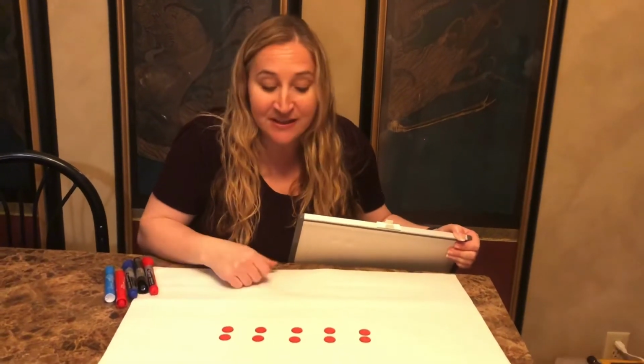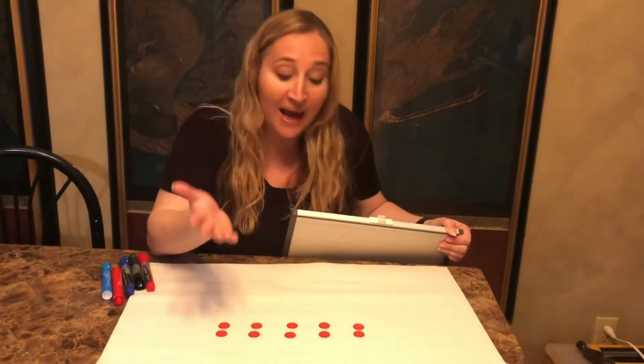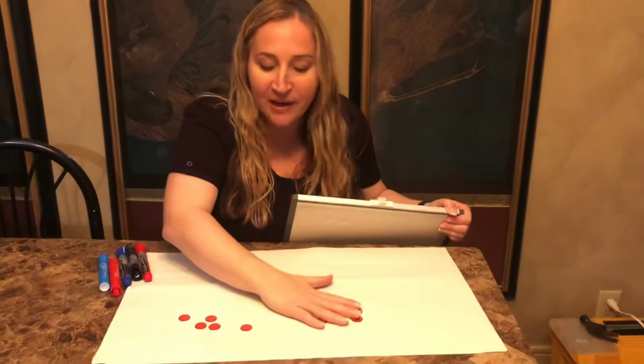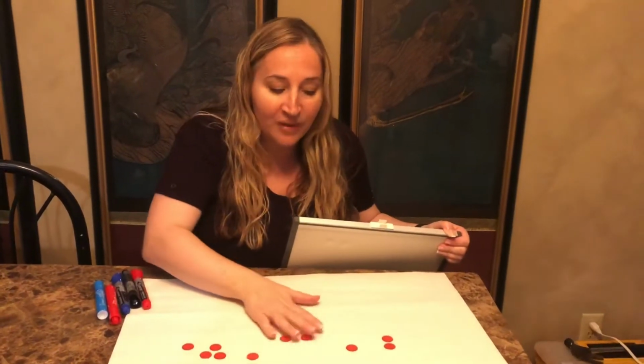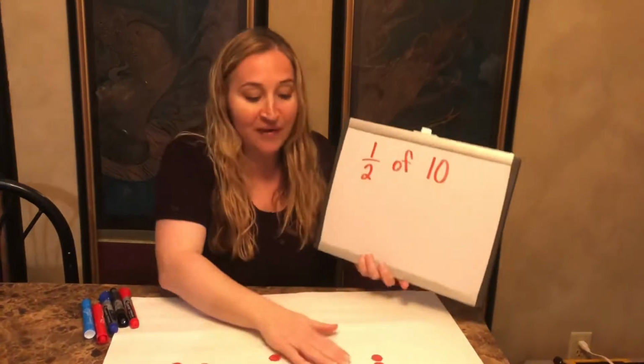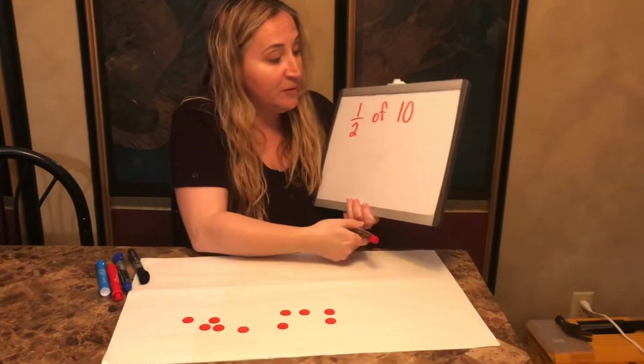Half is pretty easy, and I would hope that you would think, okay, well, if these were 10 cookies and I was sharing them, half of them would be 5. So I'd have 5 and you'd have 5, and half really means 2 groups. So if I ask the question, what is half of 10, your answer would be 5.